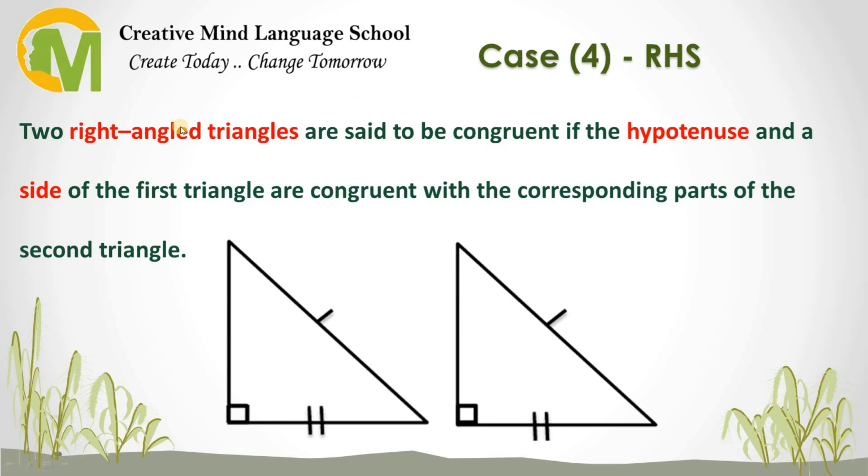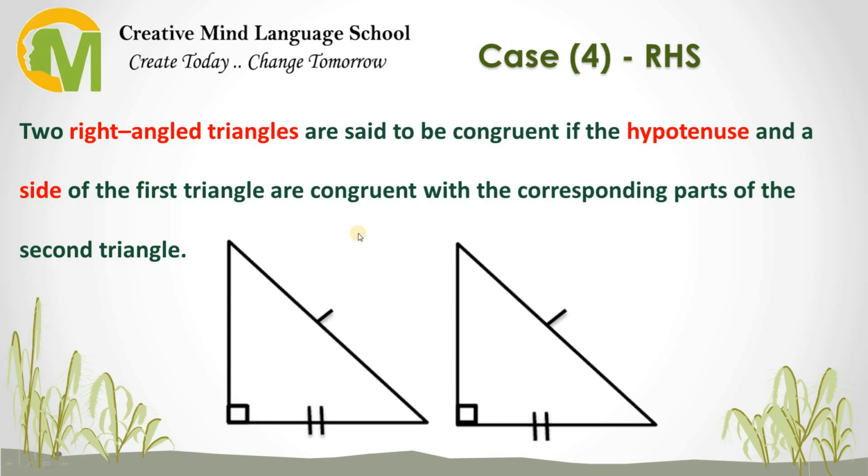The fourth and the final case of the congruency between two triangles is related to the right-angled triangle only. Here we say that two right-angled triangles are said to be congruent if the hypotenuse and a side of the first triangle are congruent with the corresponding parts of the second triangle. As we said, this case is related to the right-angled triangles only.